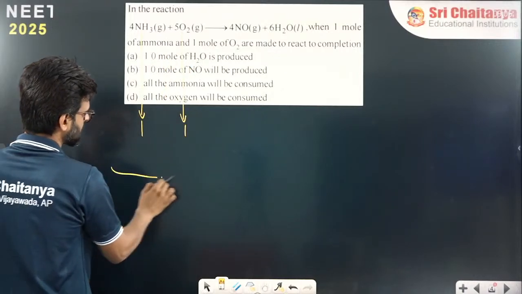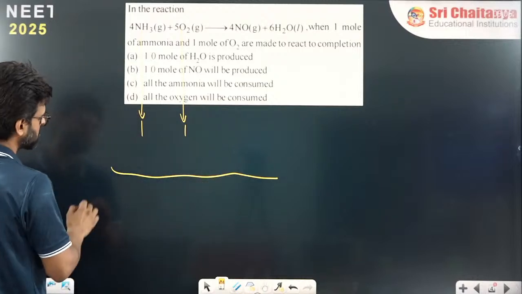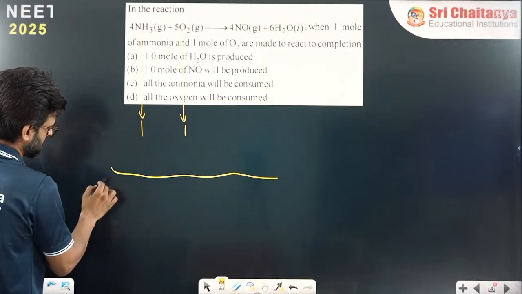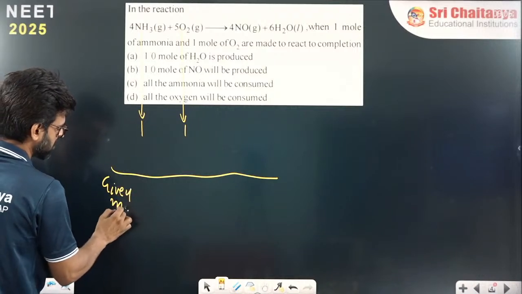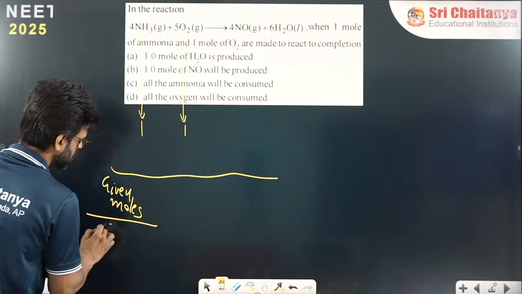First of all, our target is to find which is the limiting reactant. How do we find it? What is the shortcut, beta? The shortcut is given moles. Whatever moles are given, moles divided by stoichiometric coefficient.